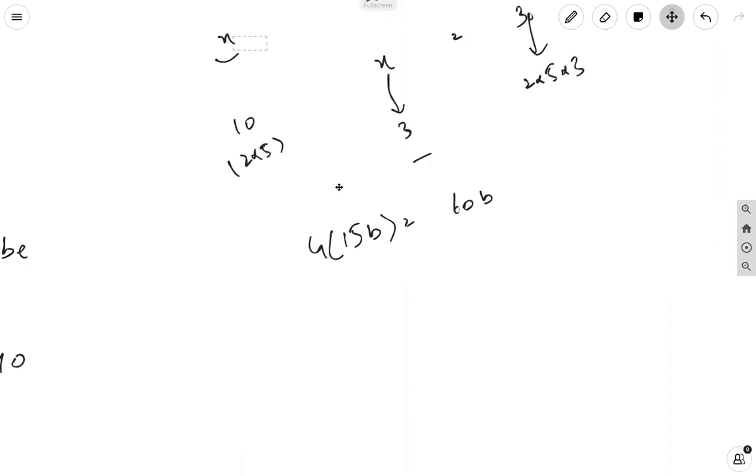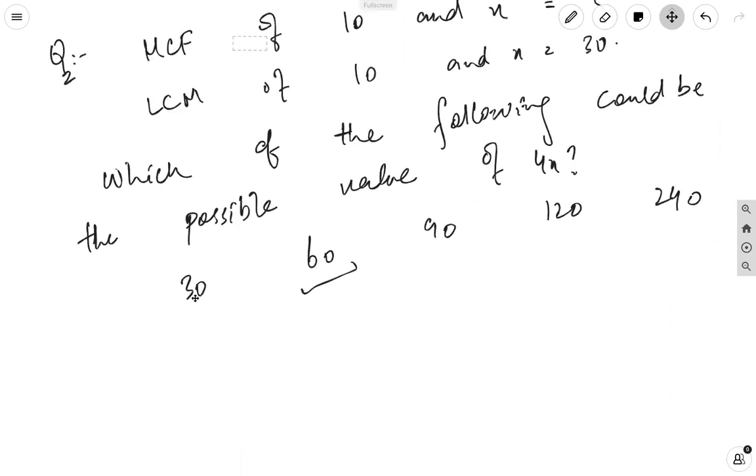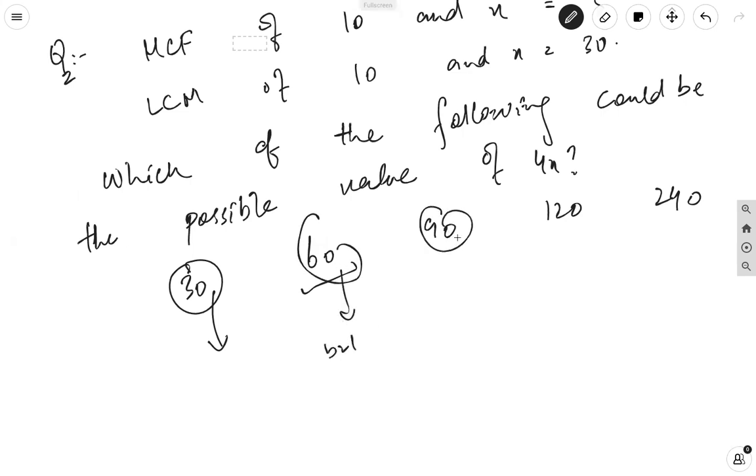So if we just see the options now, 30 is not possible, as it is not an integer multiple of 60. And 60, yes, the integer multiple is 1. The others are not possible, because in this case it is multiplied with an even number, and in this case also it is a multiple by an even number, which is also not possible. So the only possible answer is 60.